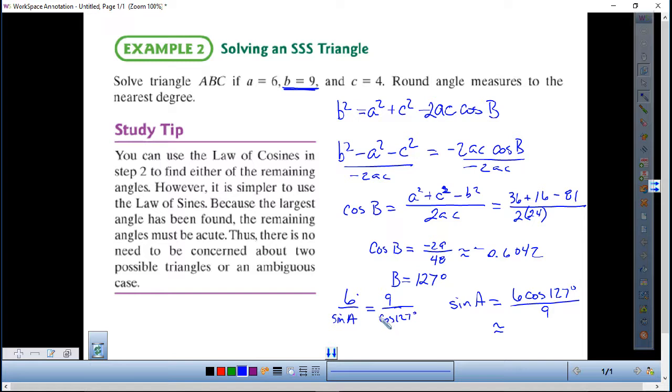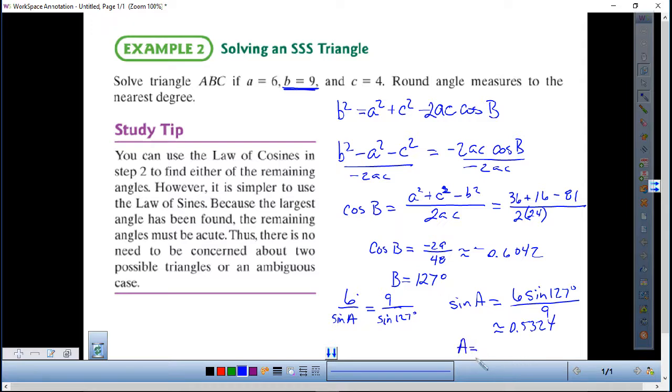Sorry, I did cosine. That's actually not cosine. Don't forget. See what happens? It's easy to make that little mistake, and when you're swapping back and forth, it's real easy to do it. So 6 times the sine of 127 divided by 9, and I get 0.5324. That's the decimal written to 4 decimal places, but I'm using all the decimal places in my calculator, and now I'm going to find what A is.